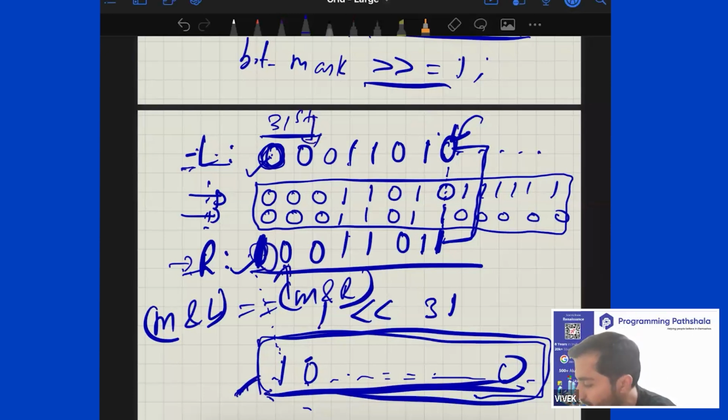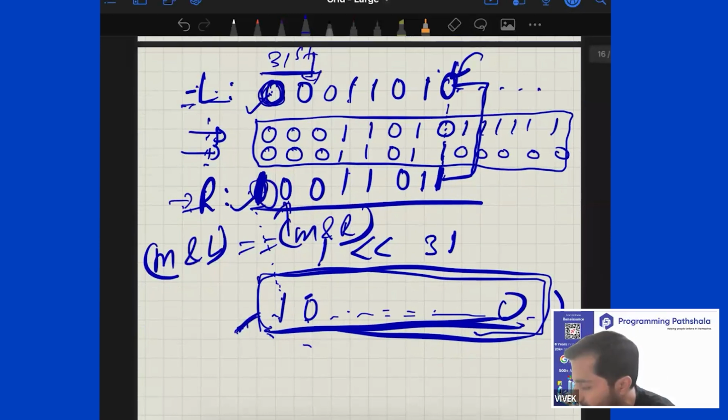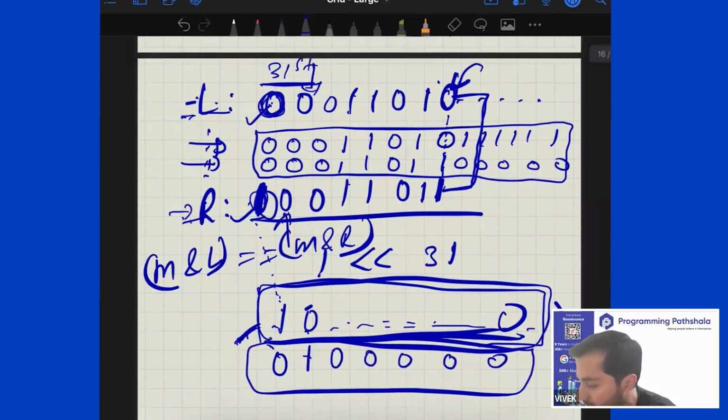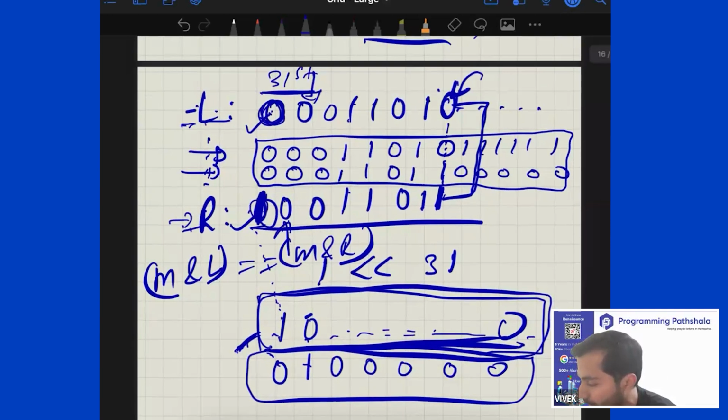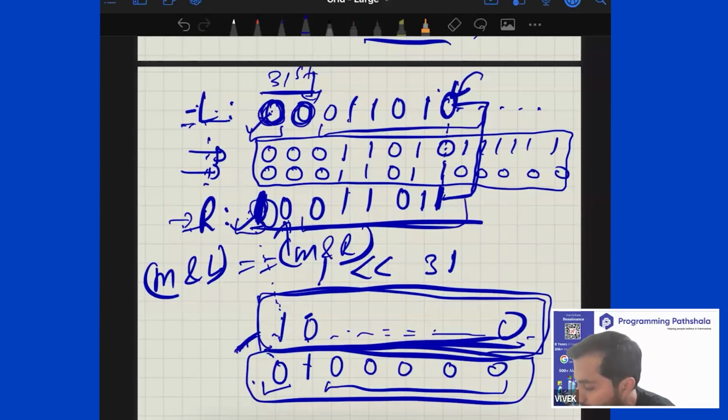How do you move on to the next bit? By right shifting this by 1 unit. So if you right shift this by 1 unit, what will happen? It will become 0, 1 followed by all zeros. This time if you take AND of this bit mask with L, what will happen? See, this and this bit will be ignored. Only if this is 0, the result will be 0, and if this is 1, the result will be 1. Similarly, if you take AND with R, these bits will be ignored. If this is 0, the result will be 0. If this is 1, the result will be 1.